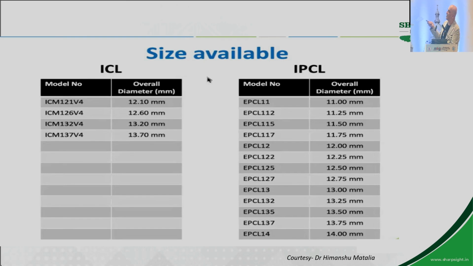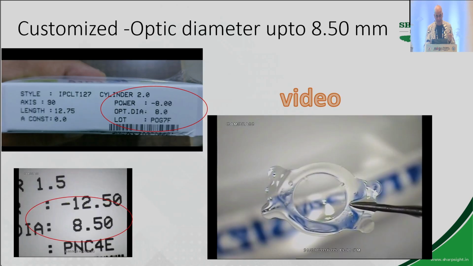Now this is a huge plus point. You have 13 sizes available in the IPCL, whereas with a lot of other lenses you can have 4 or 6 or 7 sizes available. You can actually customize down to the last part whatever you want because of these large sizes.